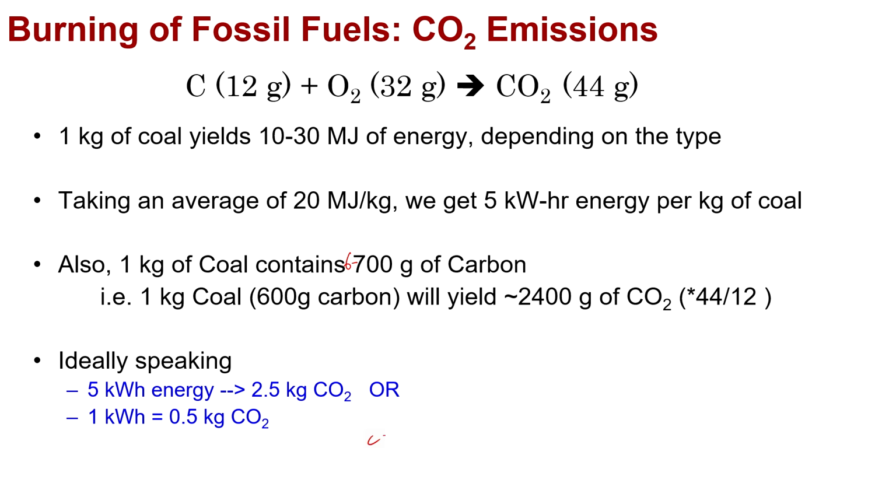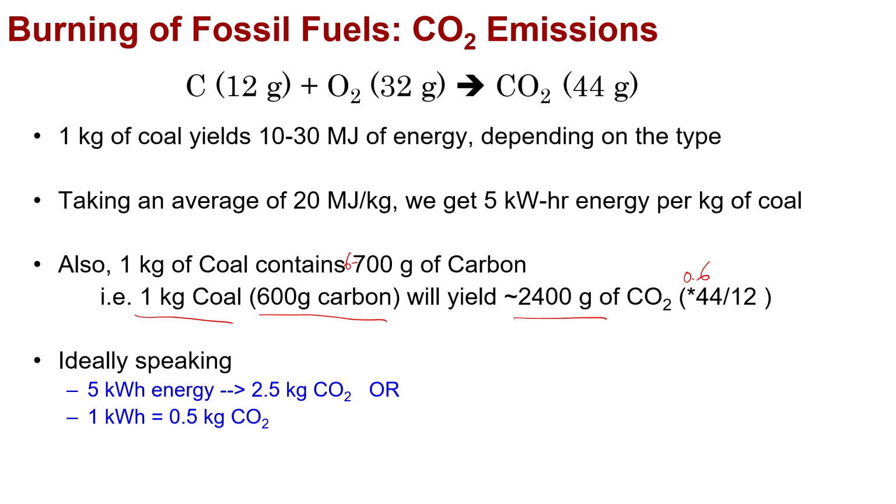So, essentially you can see that 12 grams of carbon combining with 32 grams of oxygen will give you 44 grams of CO2. So, from this you can determine how much CO2 you will generate. So, 1 kg of coal will give you 2400 grams of CO2 because it contains 600 grams of carbon. Okay. So, you can say this is 0.6 multiplied by 44 divided by 12.